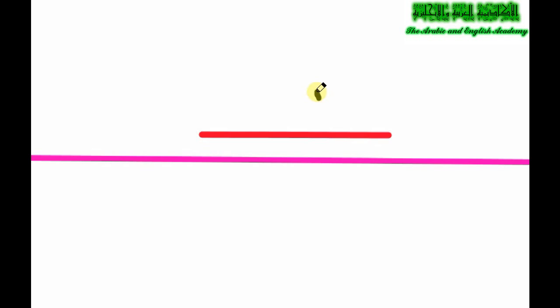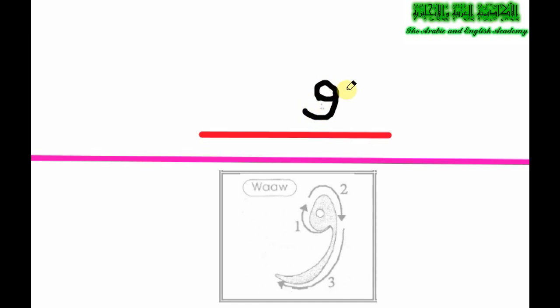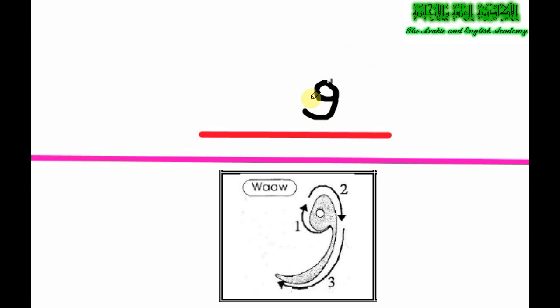Okay, now the next letter we have is Wa, and Wa is basically like a woo sound. Okay, it looks just like this. It's similar to the Qaf except no dots. Okay, this is Wa in initial form. Woo sound. Woo.